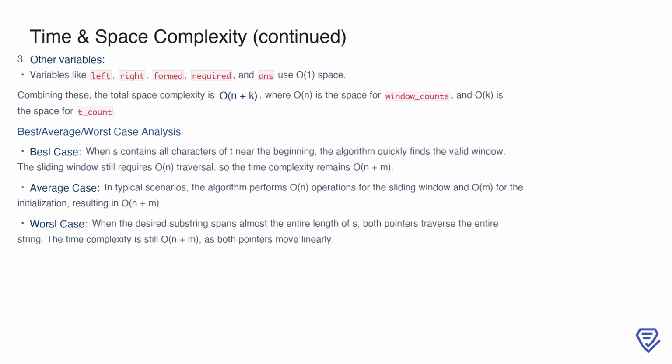In the best case, if all the characters of T are located near the beginning of S, the algorithm quickly finds a valid window. However, even in this scenario, the sliding window still traverses S, so the time complexity remains O(n) plus m. In an average case, the algorithm performs similarly, requiring O(n) for the sliding window and O(m) for initialization. Finally, in the worst-case scenario, where the desired substring spans most of S, both pointers traverse the string entirely. Despite this, the time complexity is still O(n) plus m, due to the efficient linear traversal.